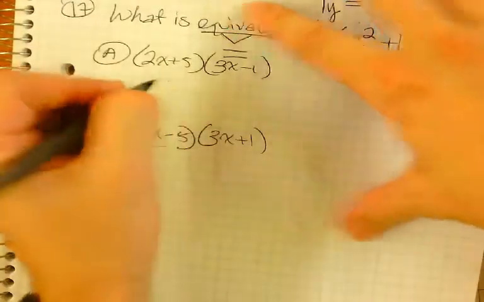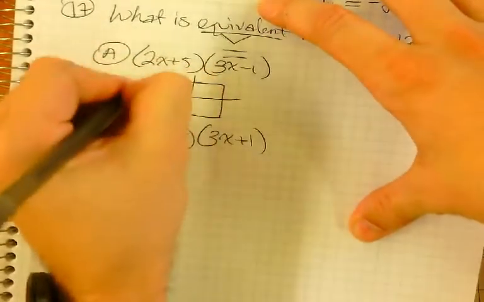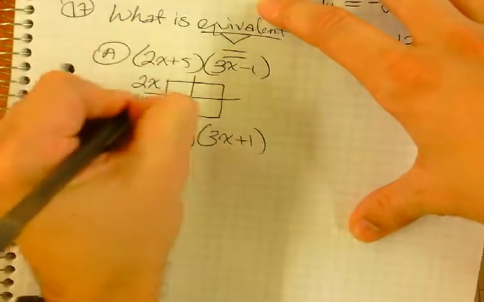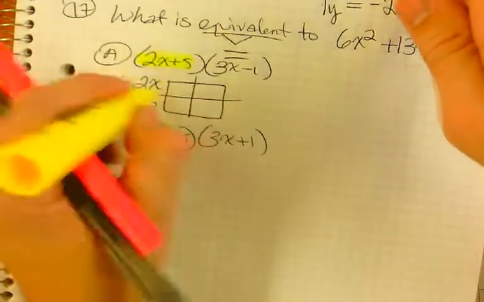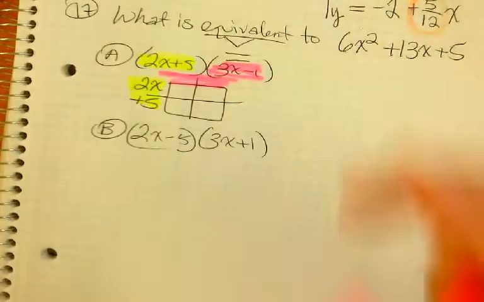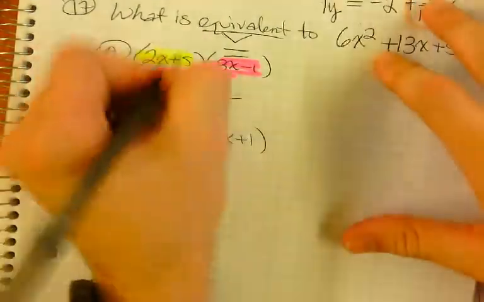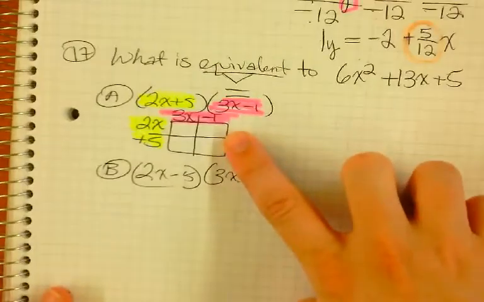All right, so we got our 2x plus 5, and we're going to write that off to the side, like down here. And then we've also got this 3x minus 1. And every time, guys, you're going to take the sign with you in, okay?